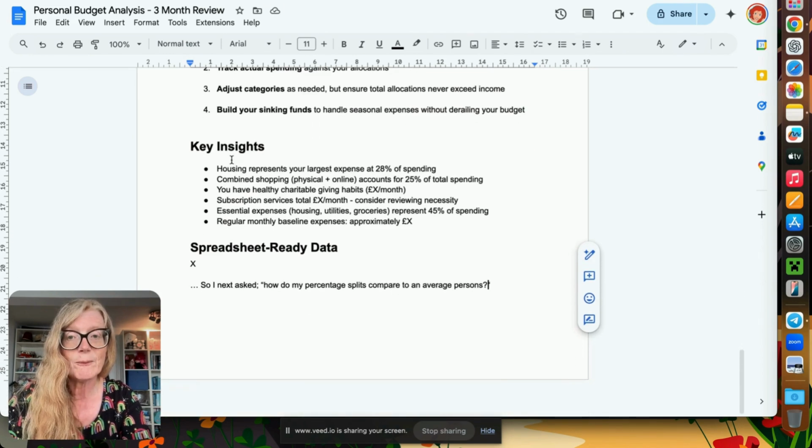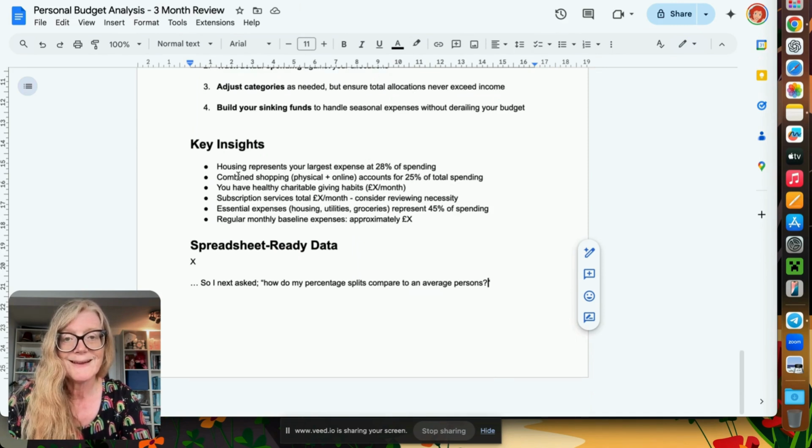And it also gave me some key insights. It said that housing represents my largest expense, which obviously you'd expect. That shopping accounts for a quarter of my spend. It's pointed out that I have healthy charitable giving habits, subscription services total a certain amount, and it's saying that I could consider reviewing them. Essential expenses representing 45% of my spending, regularly monthly baseline expenses. So it gives me a total amount there. So this is really, really helpful.